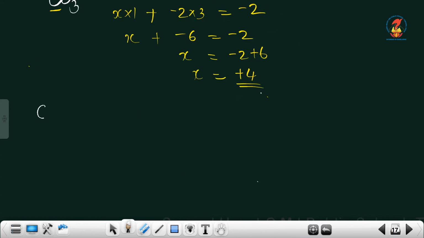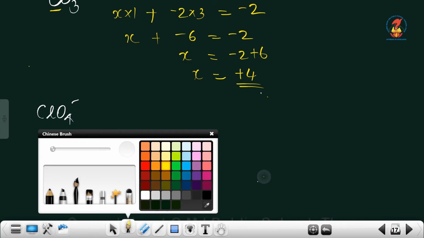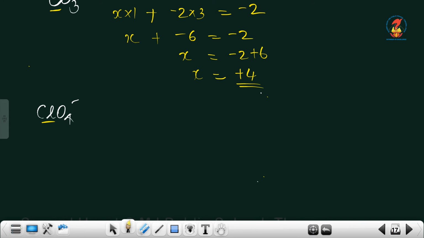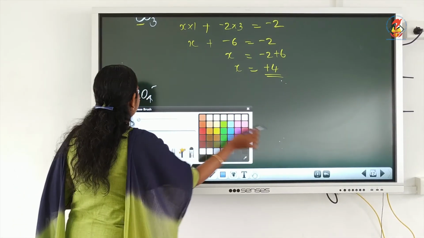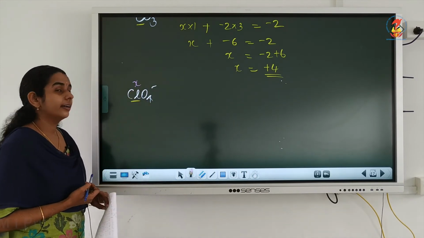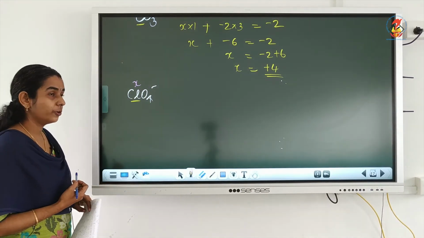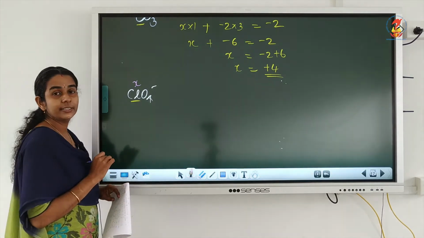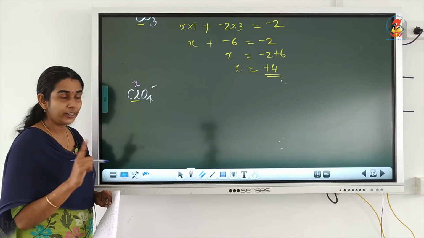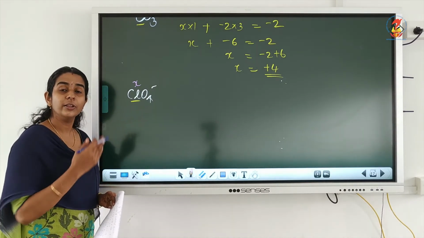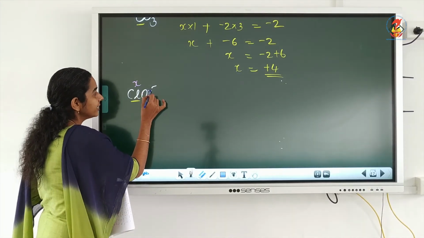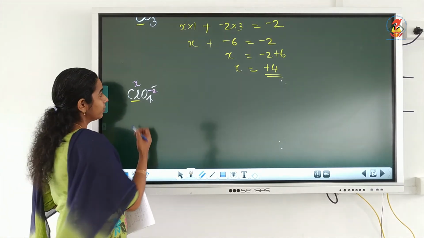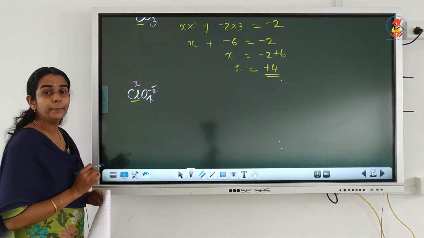Now the next one is ClO4 minus and the question is to find the oxidation state of chlorine here. So let X be the oxidation state of chlorine, and here the minus means it is minus 1, and minus 1 is actually the overall charge of the species, and we know oxygen is minus 2. So here the sum should be equal to minus 1.